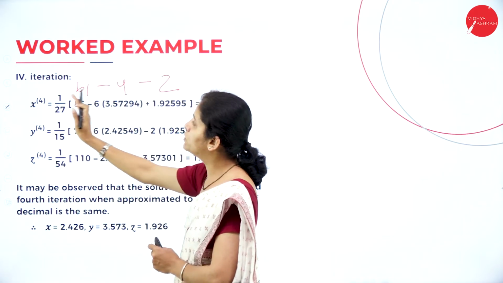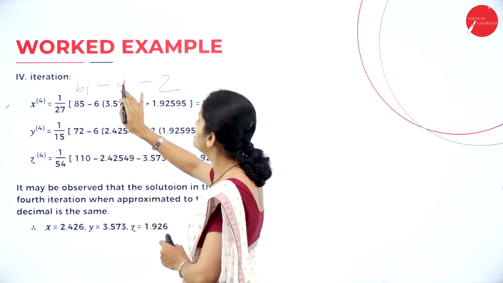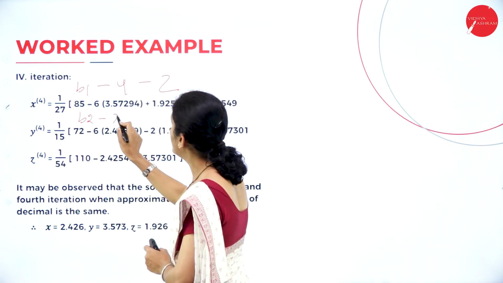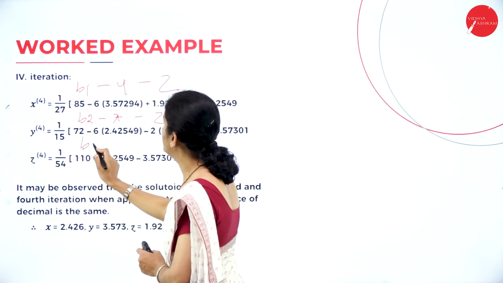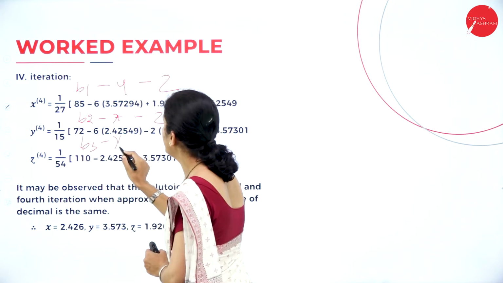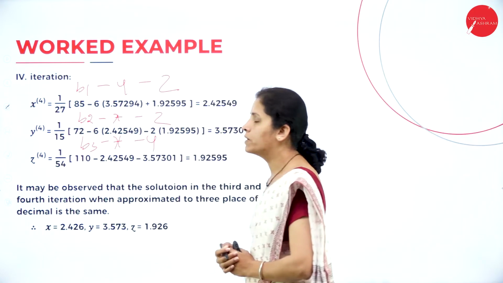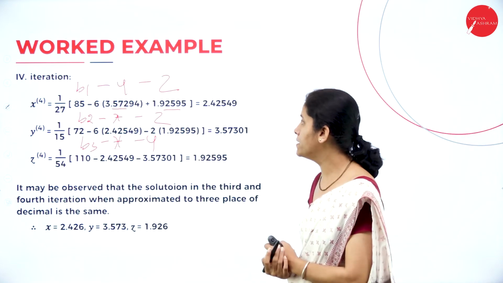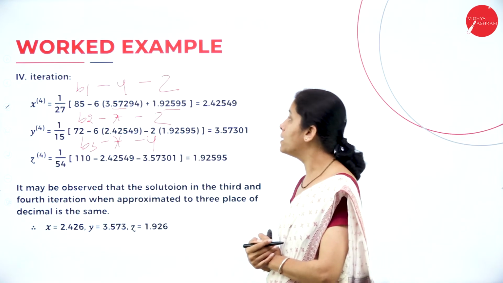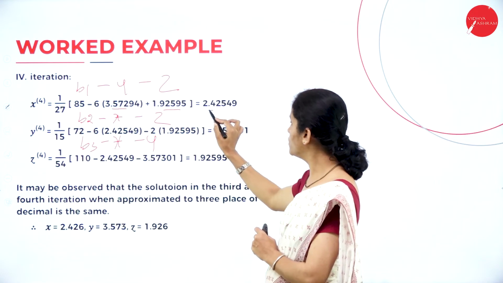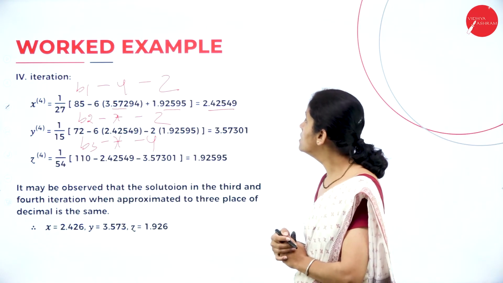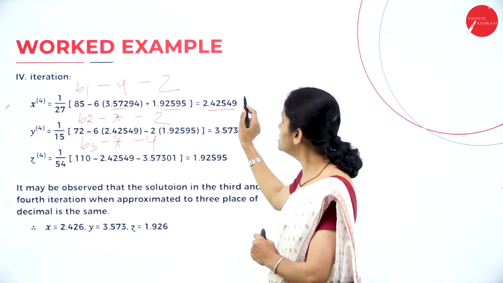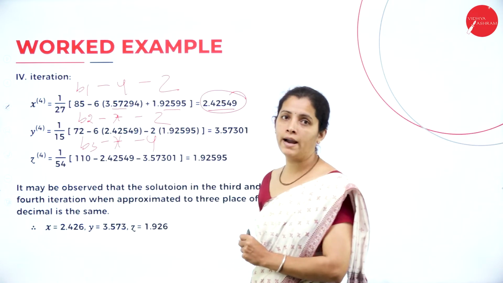That is, I'm going to take X outside, so the remaining is Y and Z. Here it is B2 minus X minus Z. Here it is B3 minus X minus Y. Okay, fine. For this Y and Z, I'm going to consider the previous Y and Z values, and when I substitute Y and Z values, I'm going to get the new X value, that is 2.42549.